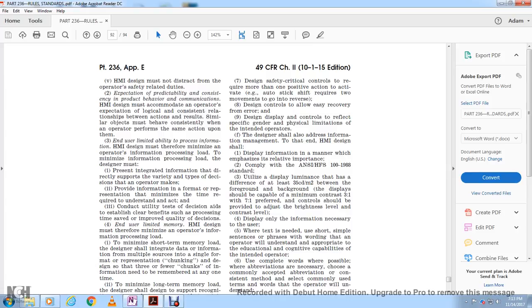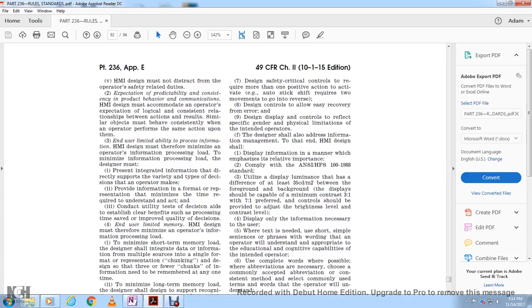The design shall also address the information for the manager to the end of the human-machine interface design. Display information in a manner which emphasizes relative importance, compliant with the ANSI HFS 100-1988 standard. Display illuminated so that there is a difference of at least 35 cd/m² between the foreground and the background. The display shall be capable of a minimum contrast of 3:1 or 7:1. Preferred controls shall be provided with adjustable brightness level and contrast level.